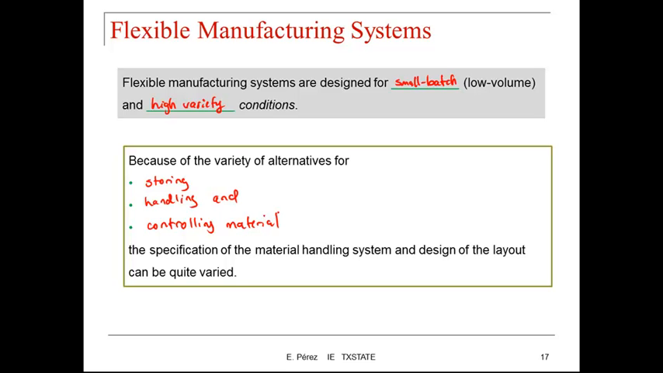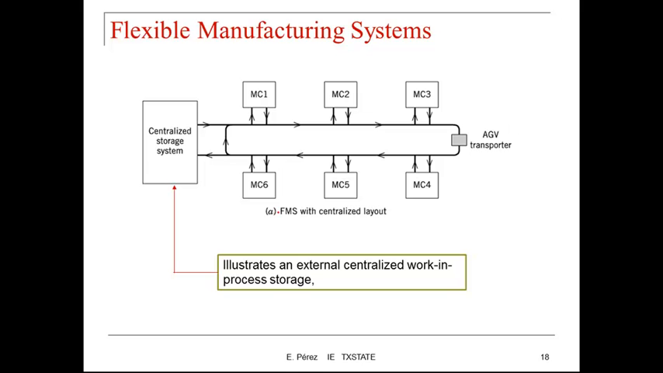So in the next few slides, I have some examples of different types of flexible manufacturing layouts. On the first one, this is a flexible manufacturing system with centralized layout.